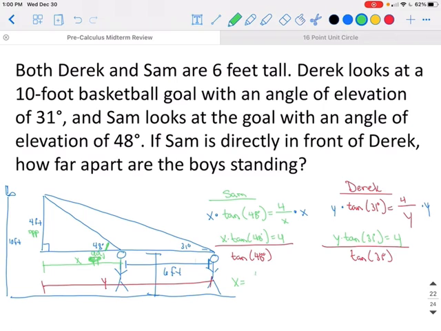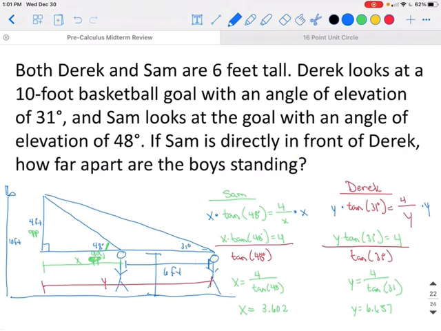So for Sam, we're going to have x is equal to 4 over the tangent of 48. For Derek, we're going to have y is equal to 4 over the tangent of 31. And if you make sure your calculator is in degrees, you are going to get x is equal to 3.602 as how far Sam is away from the basket, and y is 6.657 is how far away Derek is from the basket.